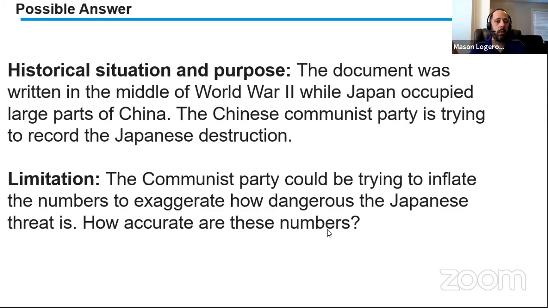And at the end of World War II, when Japan was finally defeated and left China, a lot of people across China saw the Communist Party as the ones that were fighting and defeated the Japanese, not Chiang Kai-shek's Nationalist Party. So the Communist Party got a lot of support from the people across China because they were seen as the ones that defeated the Japanese. So again, even with the limitations of this document, we can still find and still use and make a historical argument with this document.